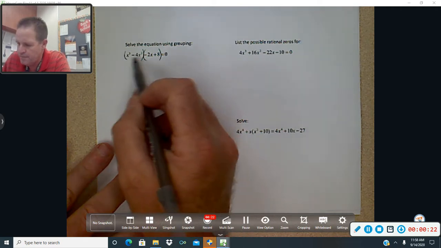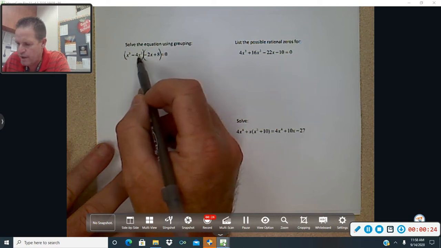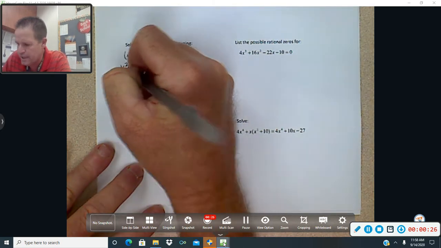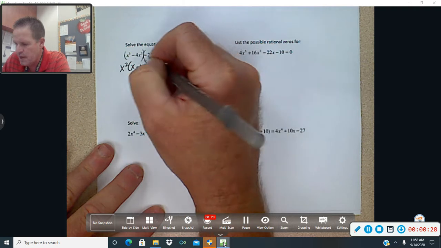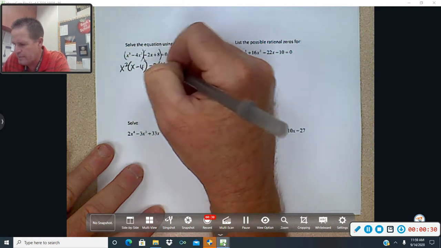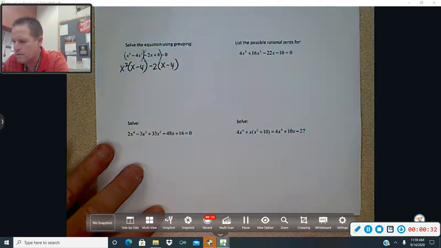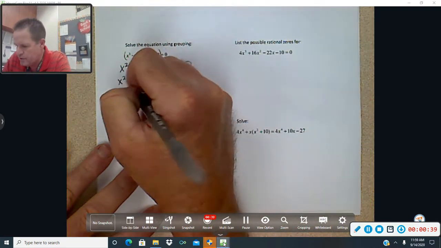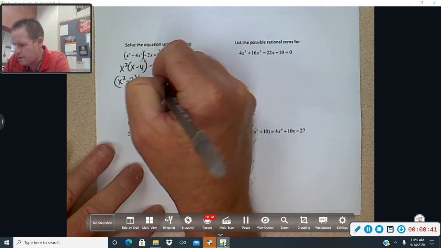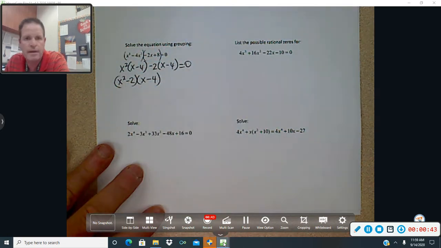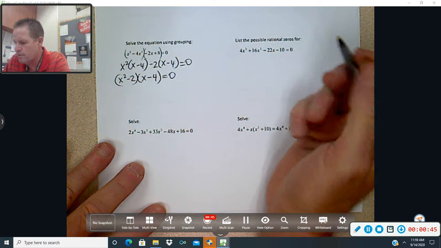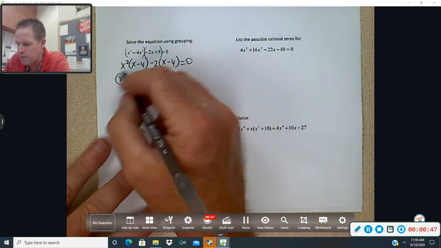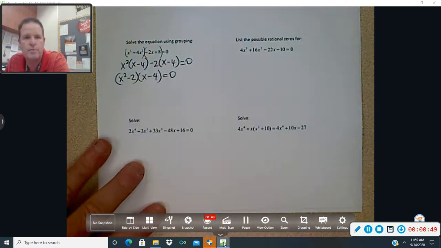Now when I do so, we need to factor out the x squared from the first group. So x squared times x minus 4. And then take out the negative 2 times x minus 4. And that's going to equal 0. We can group the x squared minus 2 together, and the one that's common, we just need to write one time. Equals 0. Now from here, if you could factor this more, you should, but you can't.